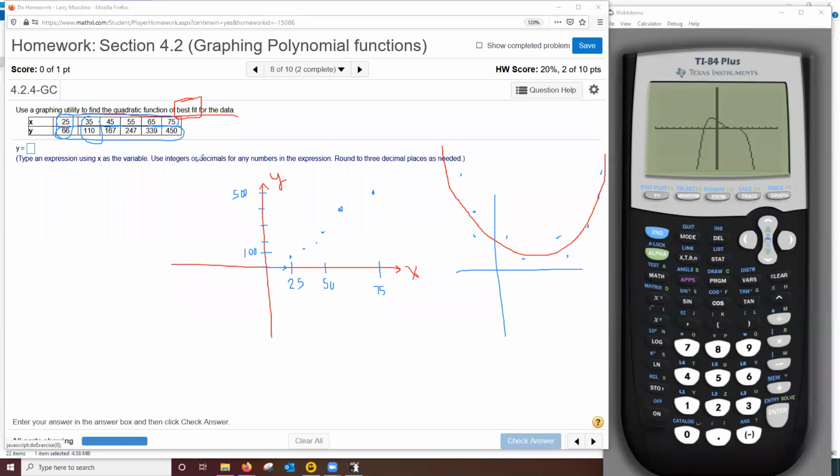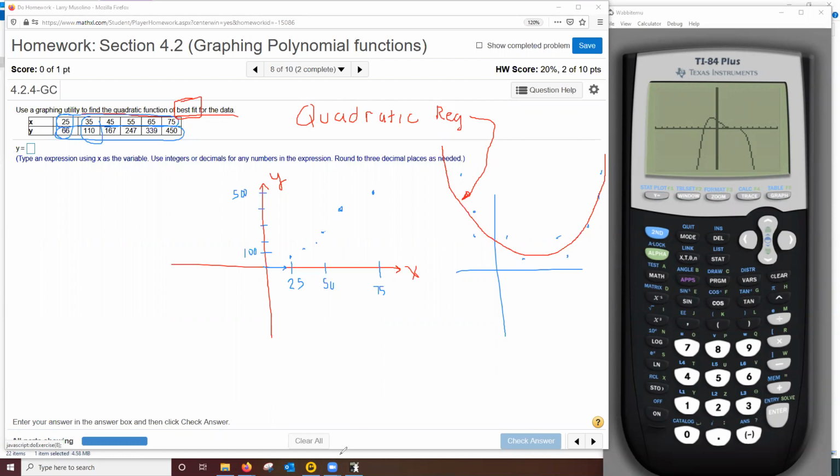All right, well, this is where the graphing calculator comes in. There's a program or a function called quadratic regression. What quadratic regression is going to do is allow you to come up with the quadratic equation that best fits these points. So we're going to let the calculator come up with the equation of this red parabola here. All right, so let's go do it.